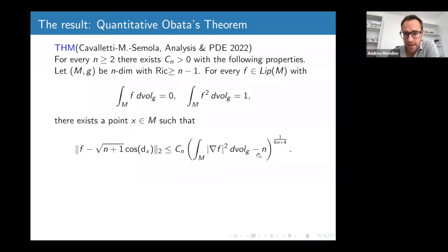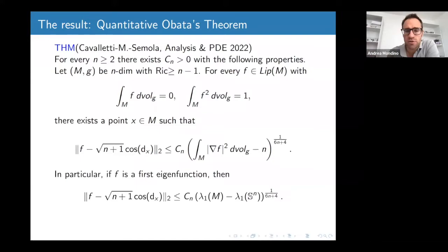Okay. So this is saying that without knowing that the function is an eigenfunction, just knowing that such a function has the almost minimal Dirichlet energy, then the function must be close in L2 sense to the cosine of the distance function from a good pole.